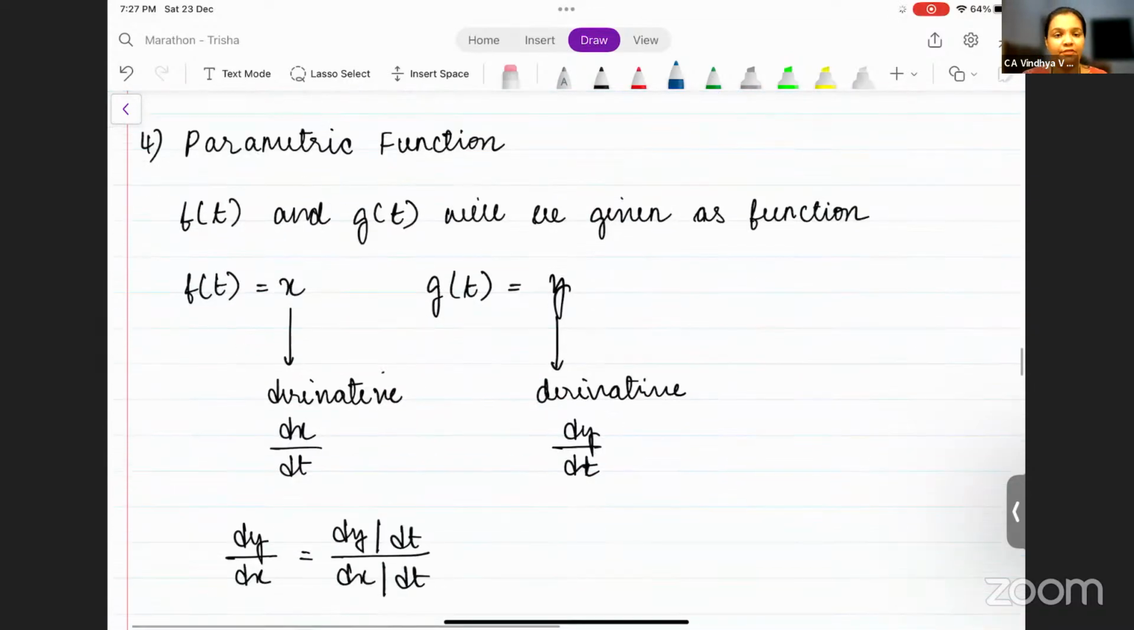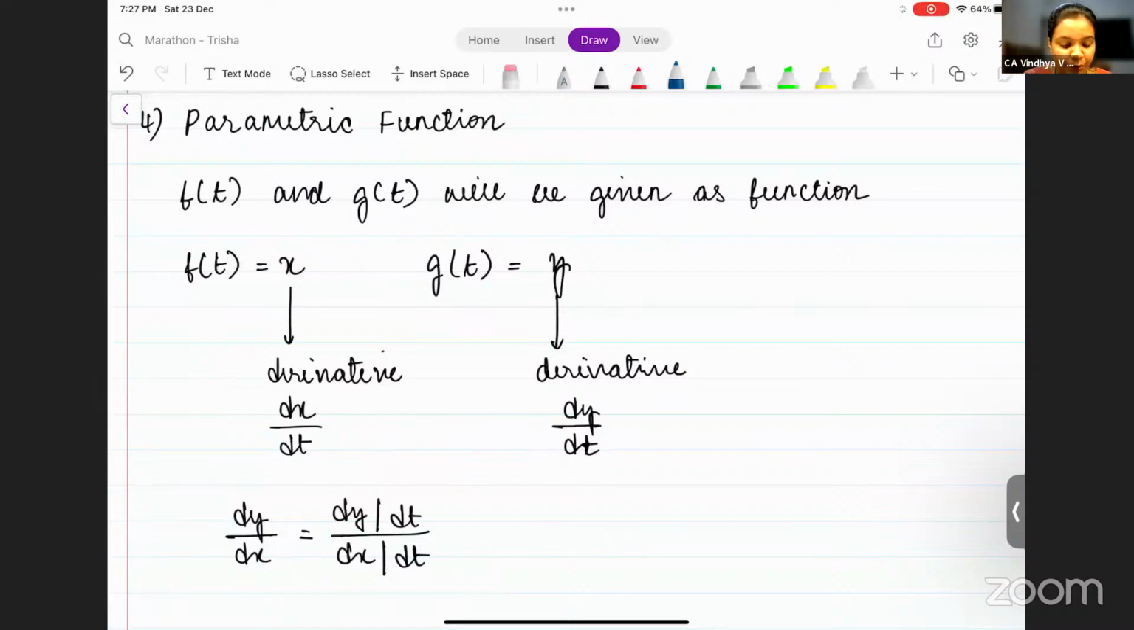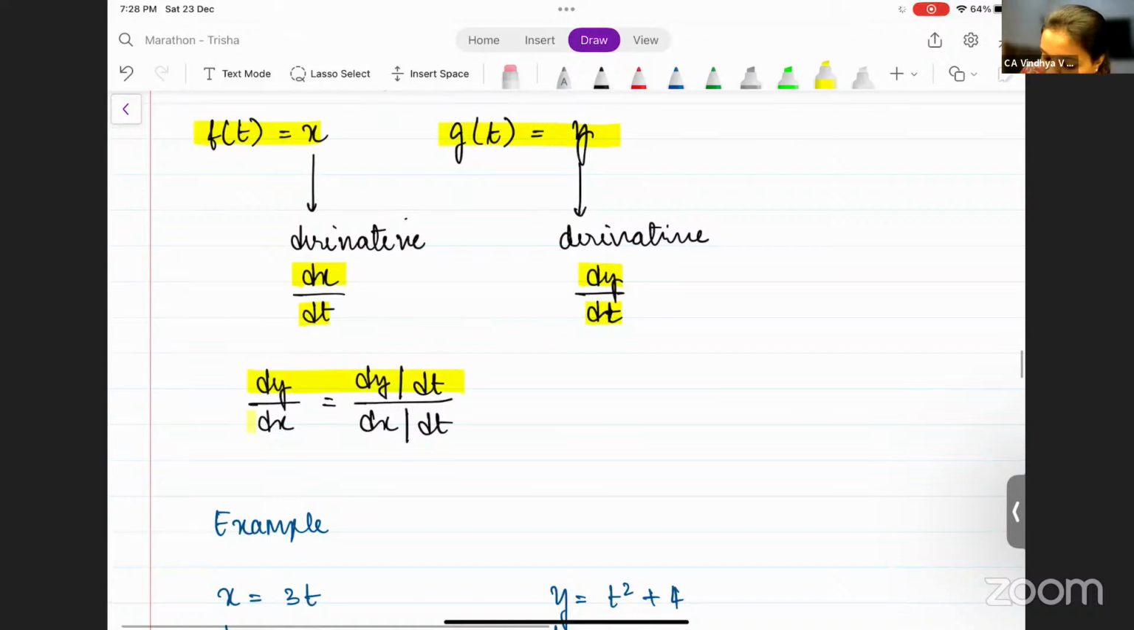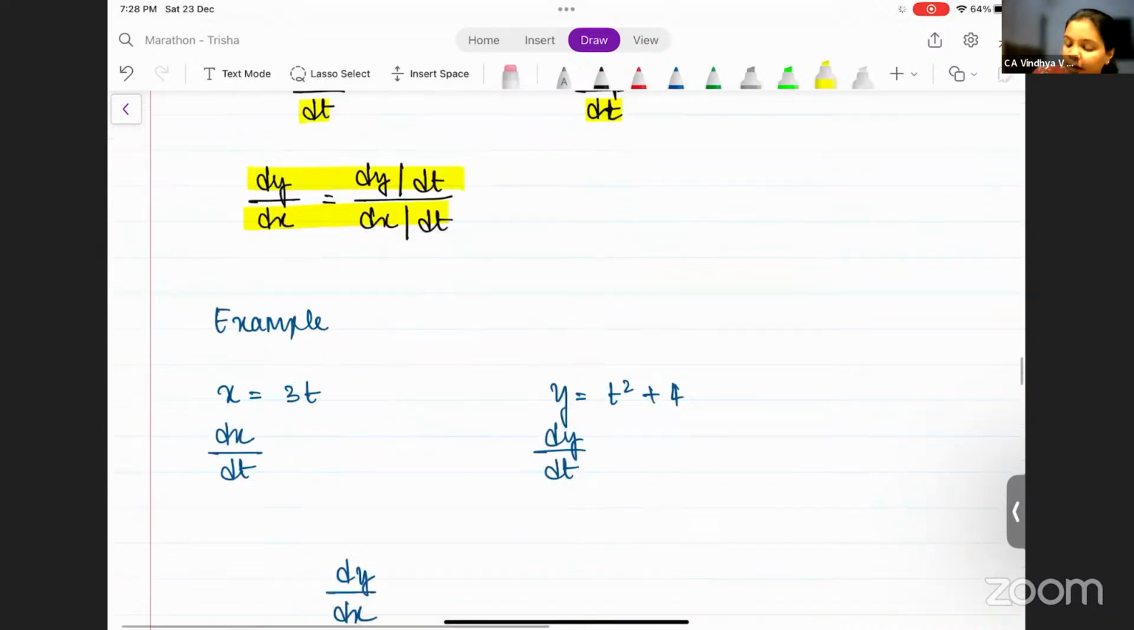Next, parametric. So what is a parametric function? Where x and y are given, that is, two different functions are given with respect to another variable t. So let us say here we have another variable t. So instead of f of x and g of x, we have f of t and g of t. So to find the derivative of f of t, that is dx by dt, and that of y is dy by dt. So to find dy by dx, you have to do dy by dt divided by dx by dt.